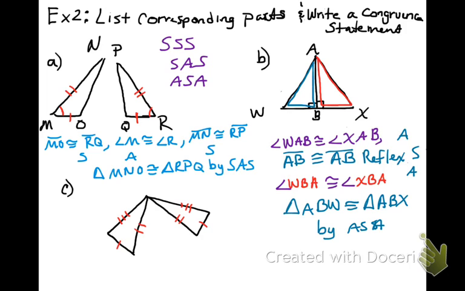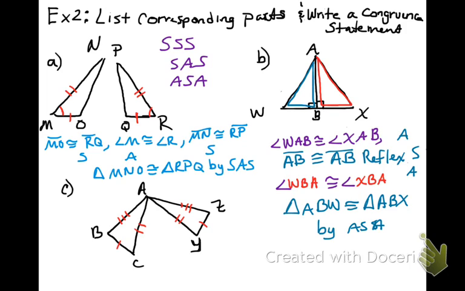Okay, I forgot to put down the variables on this. Triangle ABC is congruent to triangle ZYA.